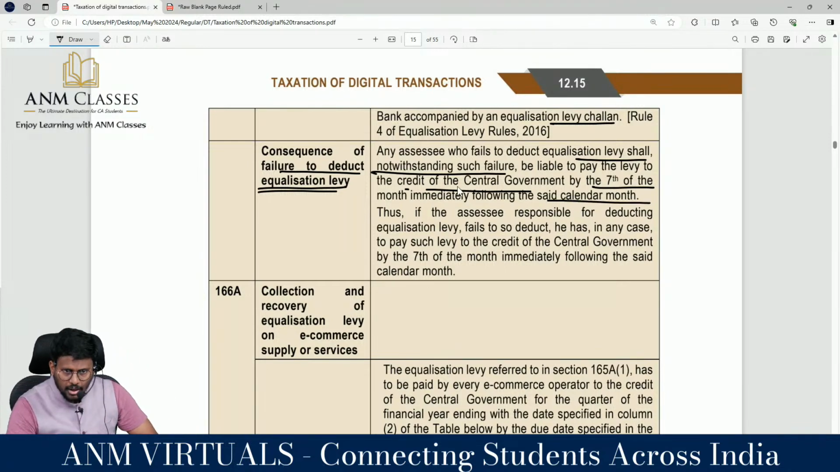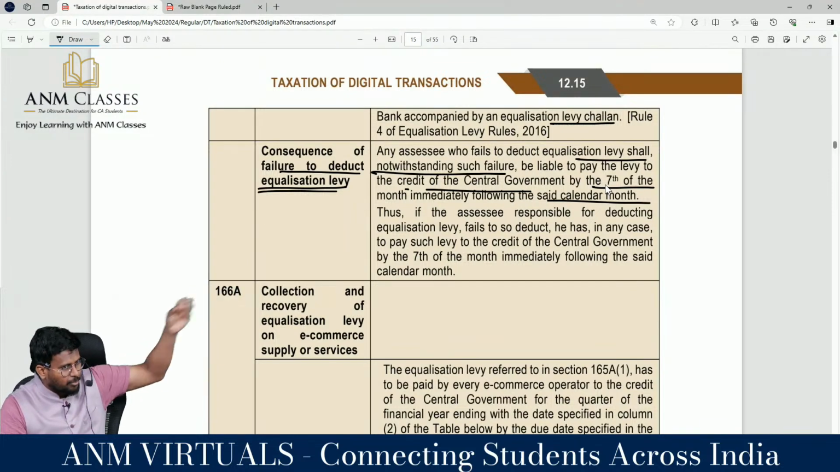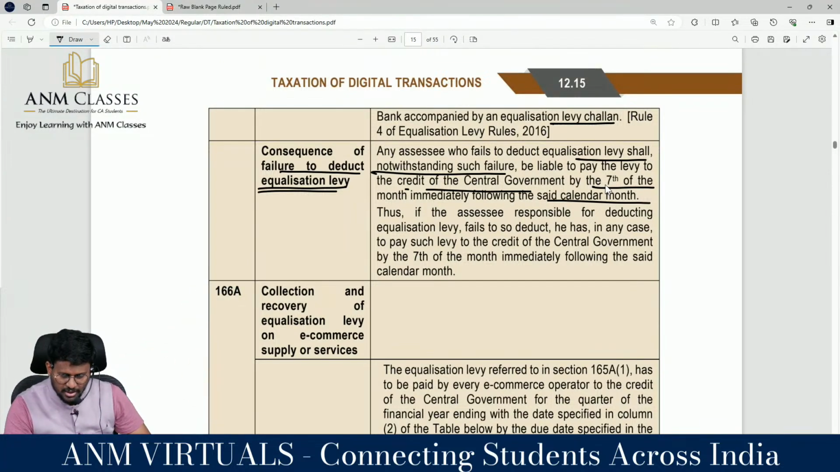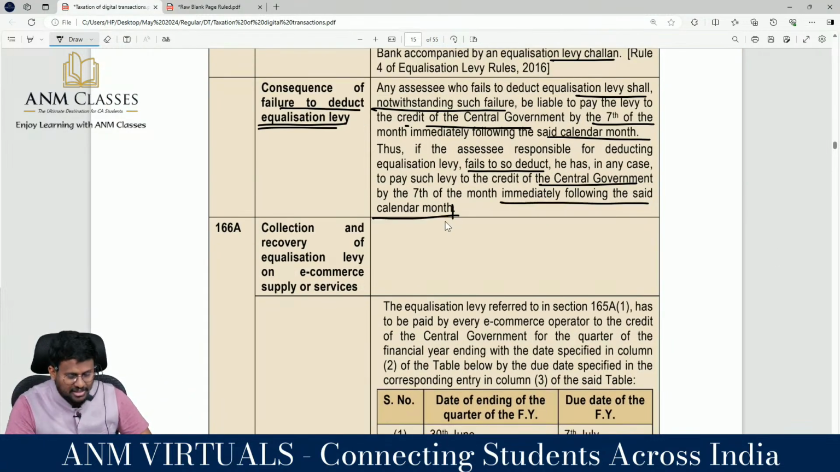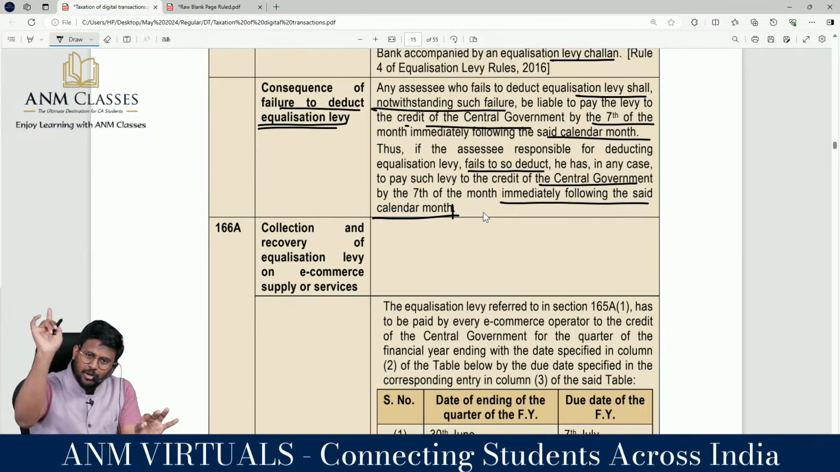So what they are saying is, you did not deduct the equalization levy; you need not know all that. Notwithstanding such failure, you are liable to pay the levy to the credit of the central government by 7th of the month immediately following the said calendar month. You have to pay the full amount from your own pocket. Thus, if the assessee responsible for deducting equalization levy fails to do so, he has in any case to pay such levy to the credit of the central government by 7th of the month immediately following the said calendar month. You take it from your pocket and pay how much percent? 6%. If you debit it to P&L, we will add it back.